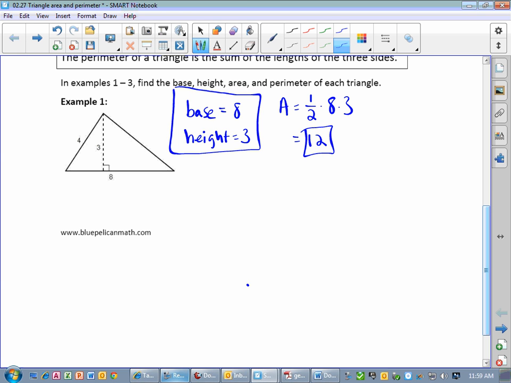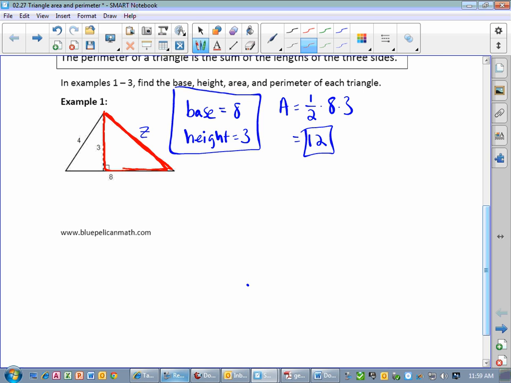Now to get the perimeter, we need to add up our 3 sides. We know two sides of this triangle, but we're missing a side. I'm going to call that side for right now Z. I don't want to call it X. We'll call it Z. Now, notice that that side is the hypotenuse of a right triangle.